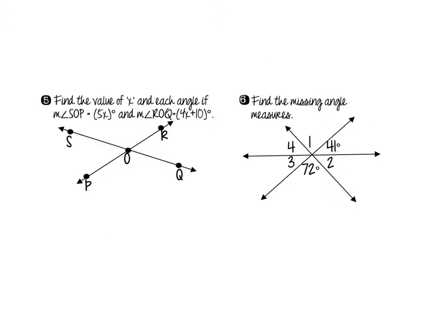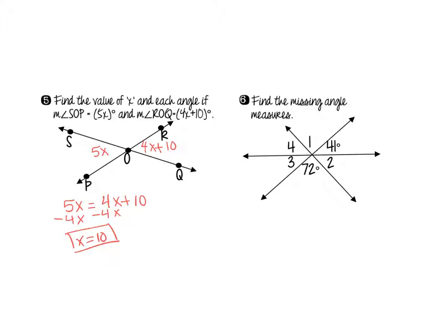Number 5 and number 6 are some similar problems, so I want you to try those on your own. Now, looking at number 5, it says that angle SOP is 5x and ROQ is 4x plus 10. And I know that those are vertical, so they're going to have to equal each other. So 5x equals 4x plus 10. I'm going to subtract 4x from both sides, and x equals 10.